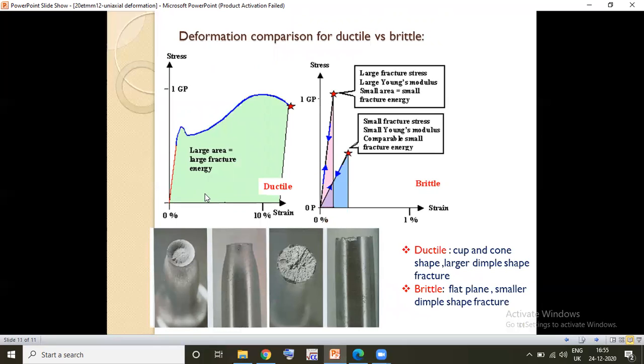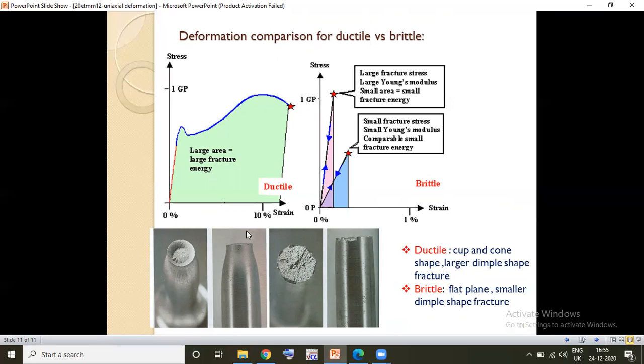So if we consider the deformation comparison between the brittle material and the ductile material, the ductile material is the one where the plastic deformation is very large, whereas in brittle material the deformation is very little. If we want to find the difference between the ductile and the brittle material from a tensile test, you can see a cup and cone shape is formed on a ductile material and a flat plane on a brittle material.